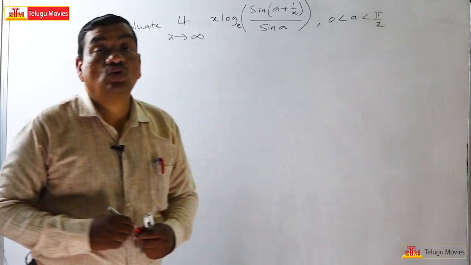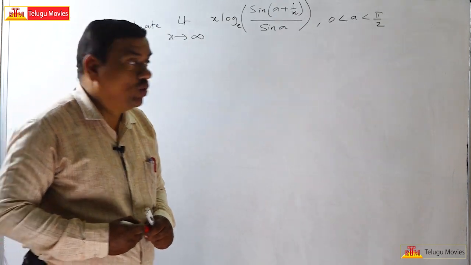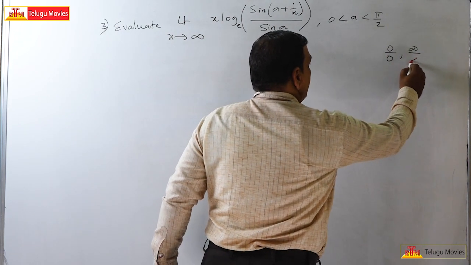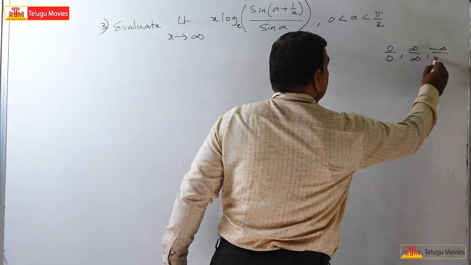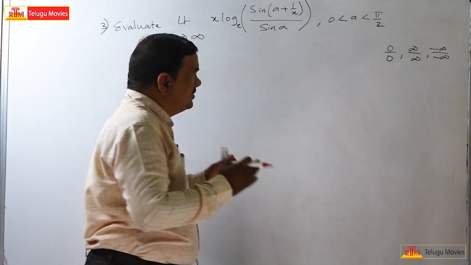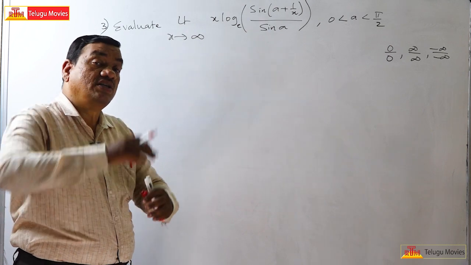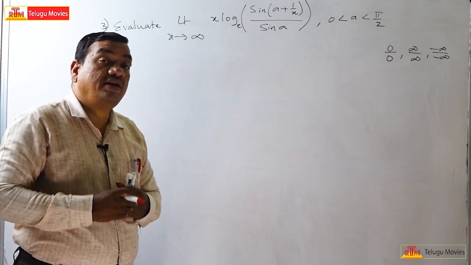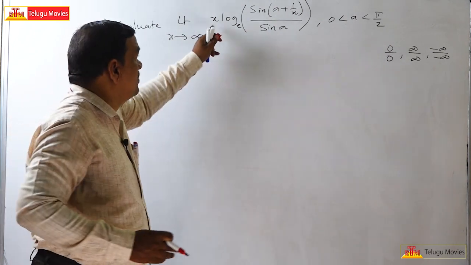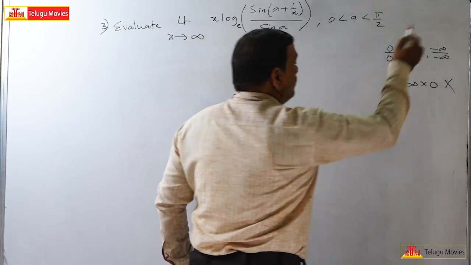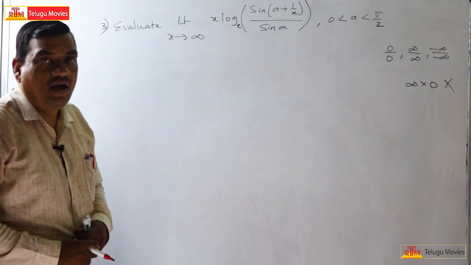To apply L'Hopital rule, we should be in the form of 0 by 0, infinity by infinity, or minus infinity by minus infinity. These are the three forms we have to get, then only we can apply L'Hopital rule, that is, differentiating numerator and denominator. But this is in the form of infinity into 0, so you should not apply the L'Hopital rule.